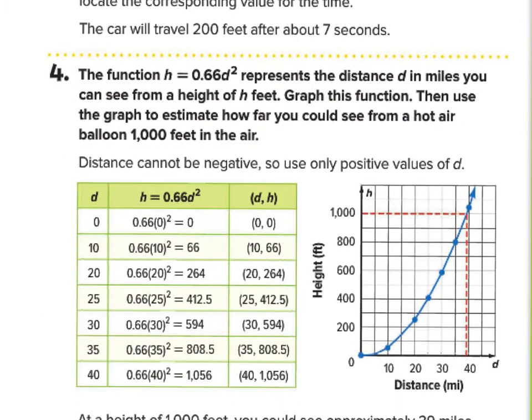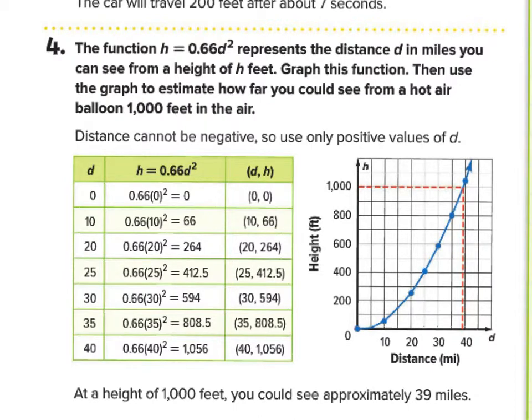Let's see number 4. Okay, same idea, different numbers. The function h equals 0.66 times d squared represents the distance, again, in miles you can see from a height of h feet. Graph this function, then use the graph to estimate how far you could see from a hot air balloon 1,000 feet in the air. So 1,000 feet, how far can we see?